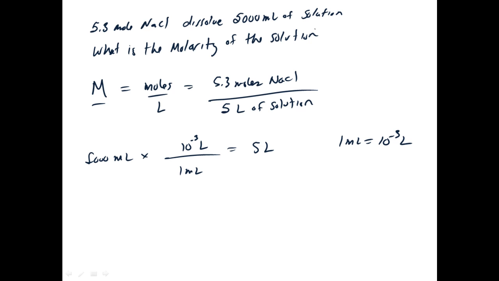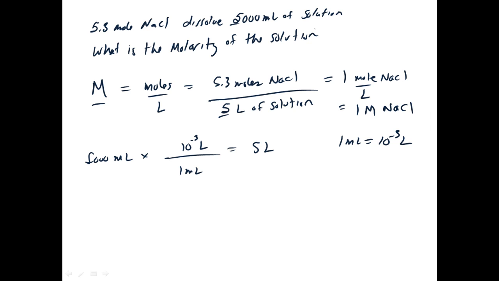So take 5.3 divided by 5, it equals, and we get 1.06, but because we only have one significant figure in this number here, my answer would be 1 mole per liter. And then you always write what it's of, sodium chloride. Or you could write this as 1 capital M NaCl. You can do it that way too.